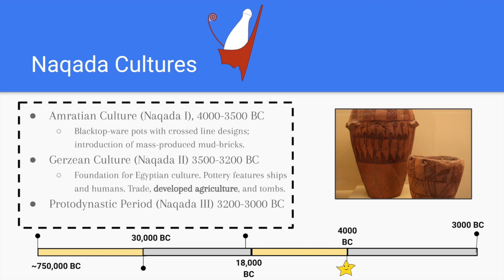Tombs are becoming more widespread, and the most important thing is a developed sense of agriculture. So now they're having permanent settlements, permanent farms. People can live in one spot, reproduce, and just continue to farm. And then eventually we get to Naqada 3 in 3200 to 3000 BC. This is known as Naqada 3, or the Protodynastic Period. This is considered the beginning of Egyptian culture or civilization proper. We're now having kings and more social stratification.